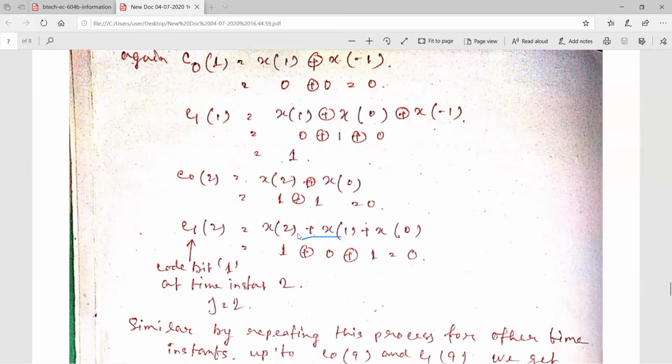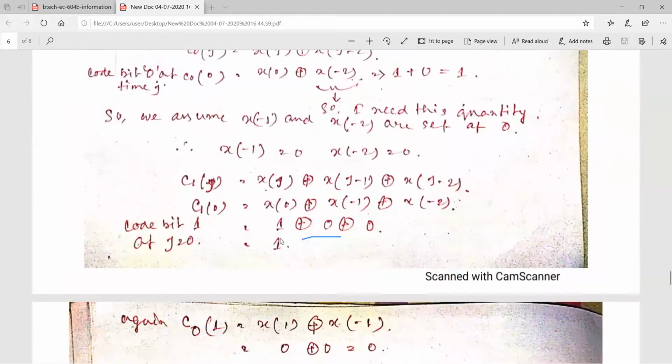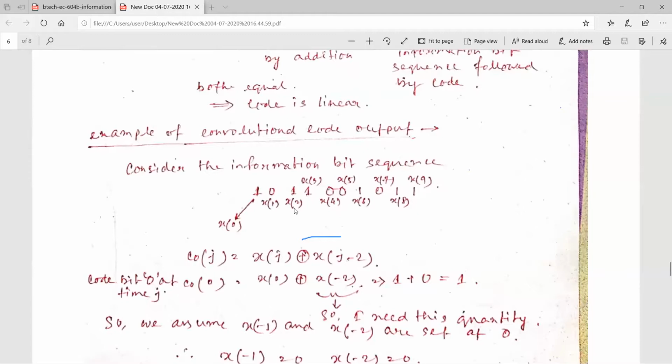Again C12. So these are the expressions. That means xj, j value is 2, xj minus 1. So 2 minus 1 is 1, and x of 0, that means j minus 2. That means 2 minus 2 equals 0. Done. So what is the value of x2? X2 is 1.